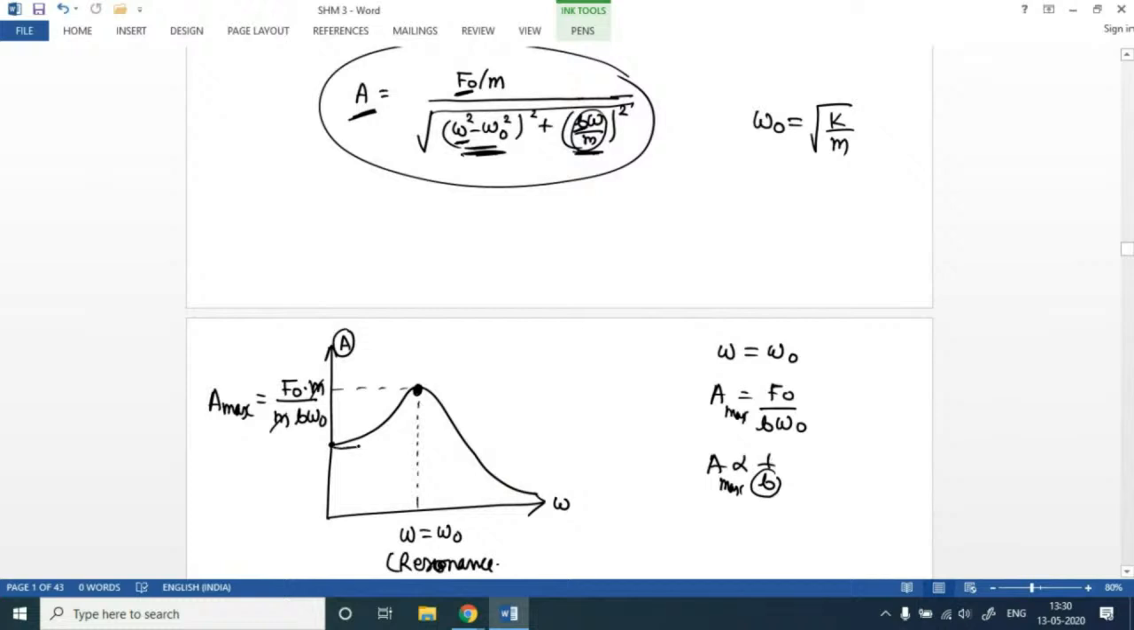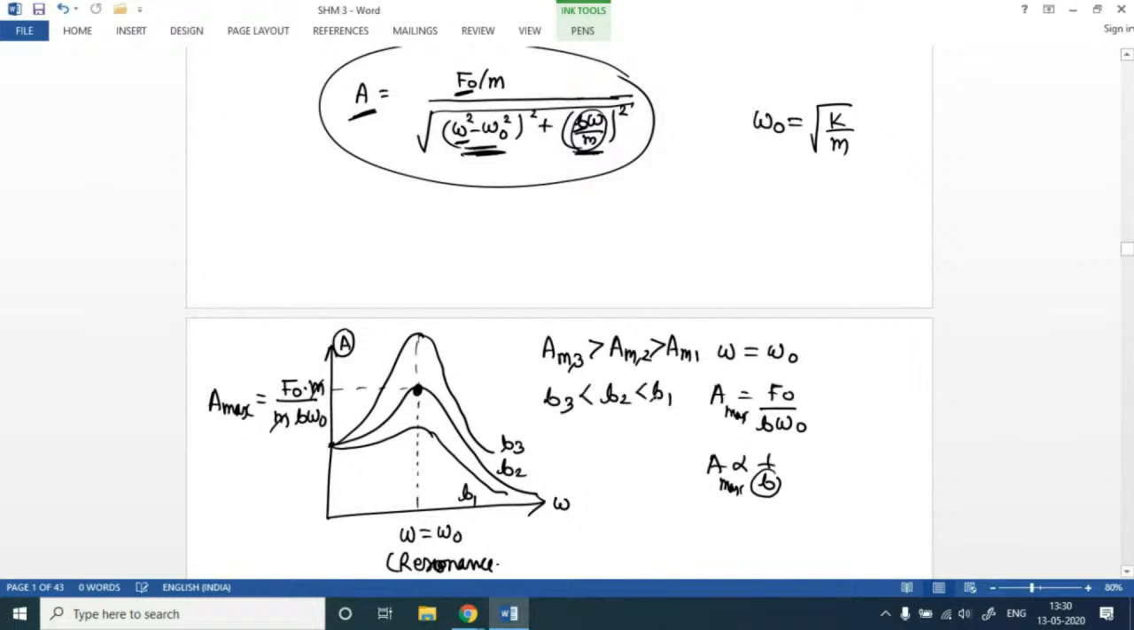So for different b, we can draw this curve. Let's say this is for b1, this is for b2, and this is for some b3. You should realize that in the case of the third curve, the peak is maximum. A max 3 is greater than A max 2, which is greater than A max 1. So you can clearly say that b3 is less than b2, which is less than b1.